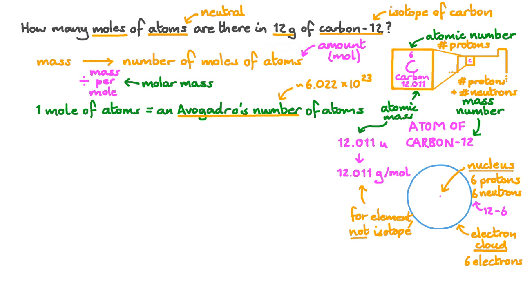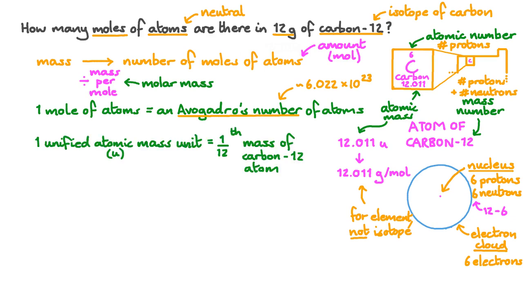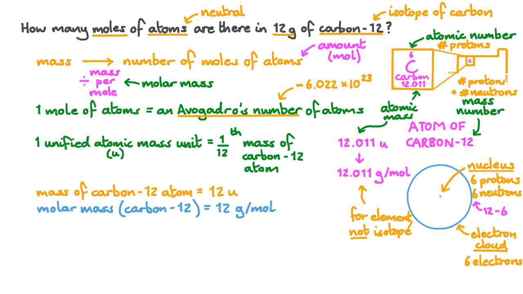To find the molar mass of carbon-12, we need to do something different. For this, we need to recall the actual definition of a unified atomic mass unit, 1/12 of the mass of a carbon-12 atom. This means that the mass of a carbon-12 atom is exactly 12 unified atomic mass units. Therefore, the mass per mole of carbon-12 is 12 grams per mole, meaning moles of carbon-12 atoms.